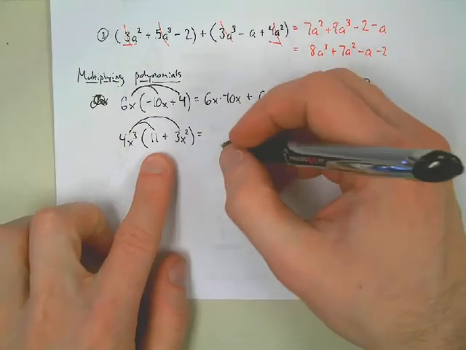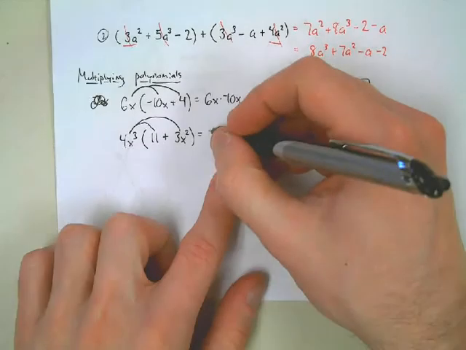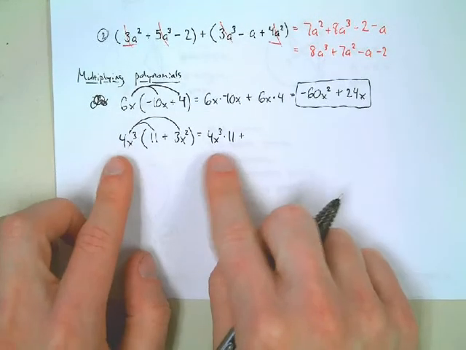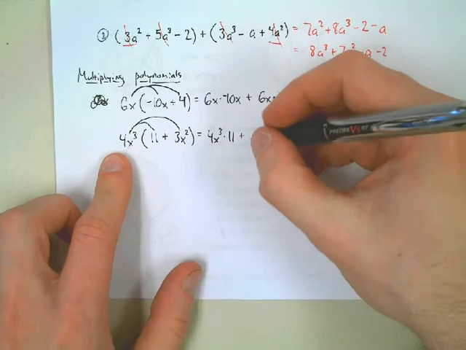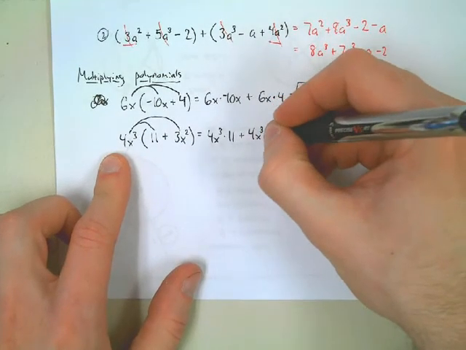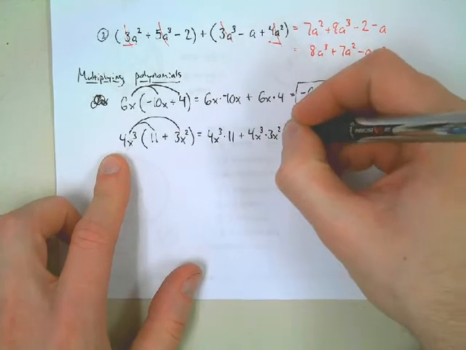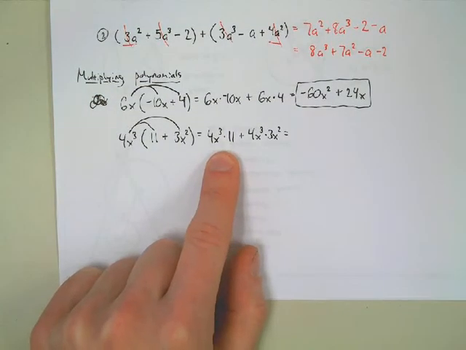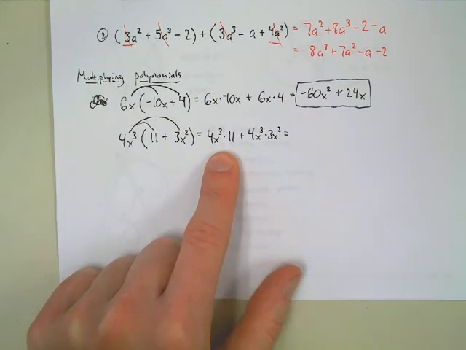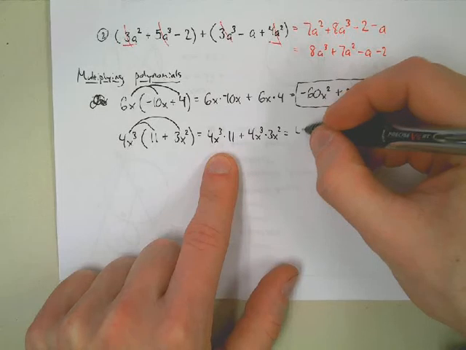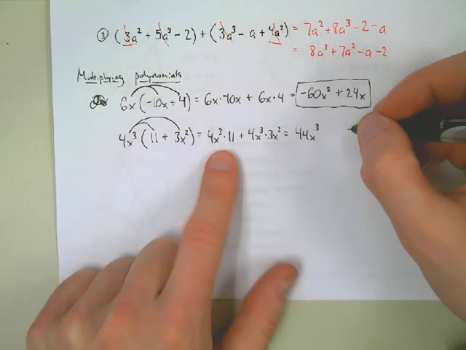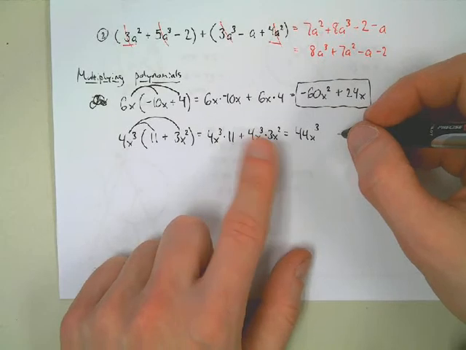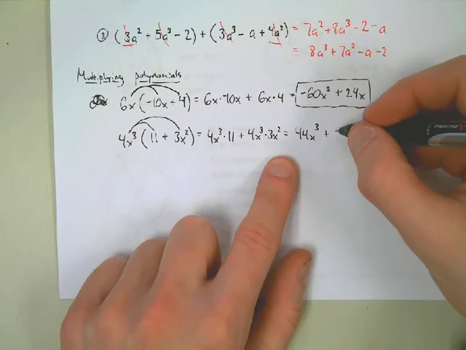I'm going to write out this step. You don't have to write this out if you don't want to. It's just a little bit extra, but it's helpful maybe. And then 4x cubed times 3x squared. 4x cubed times 11 becomes what? 4x cubed times x squared, we can do the 4 times 3, which is 12. And then x cubed times x squared is x to the 5th. When we multiply, we add exponents.